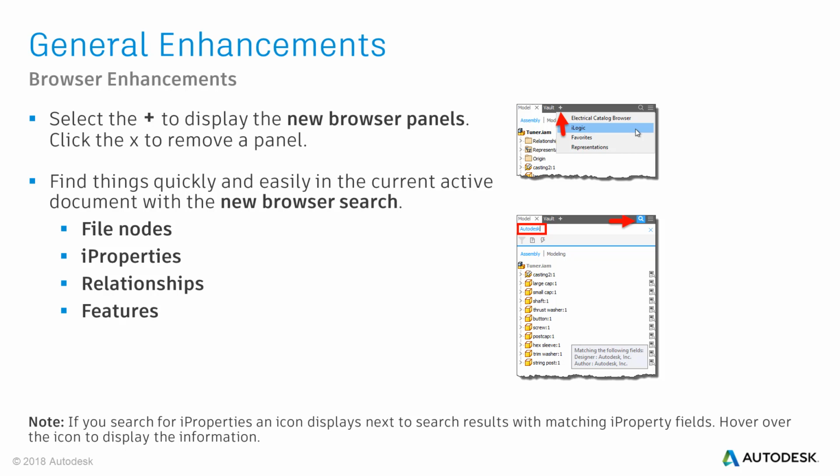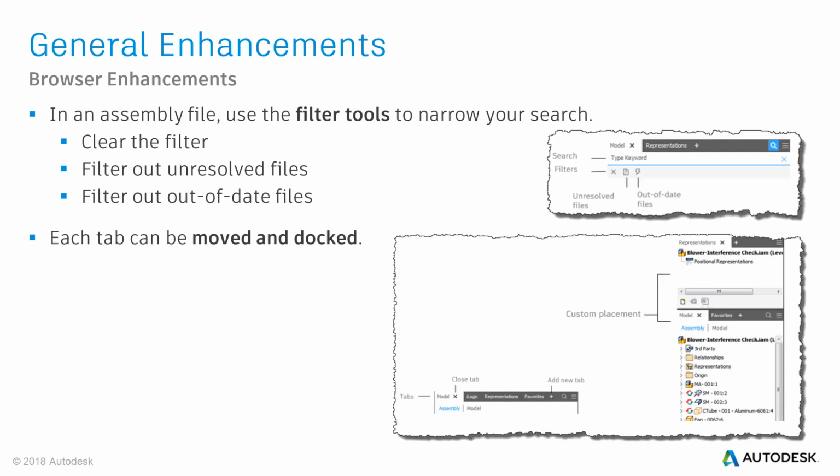Click on the small magnifier to activate the search field. You can search for file nodes which can be collapsed or expanded. You can look for iProperties like the title or description of files, very useful in an IM. You can also search for relationships like constraints or joints and model features. The assembly browser offers additional filter tools to narrow down your search. You can filter for unresolved and out-of-date files.